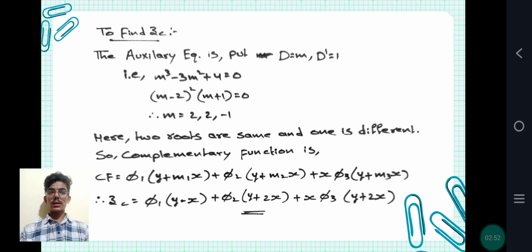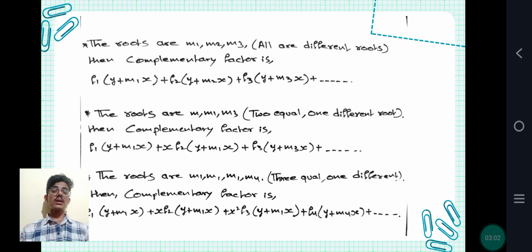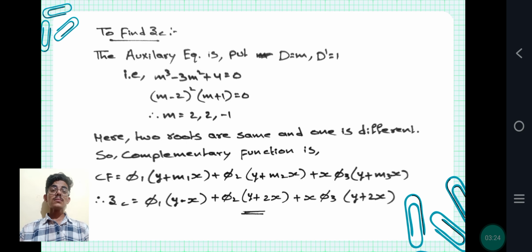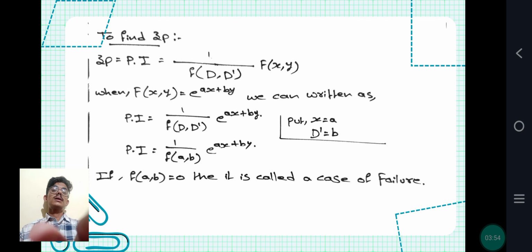In our problem, the auxiliary roots are 2, 2, −1. Here two roots are the same but one is different. According to this condition, the complementary function is f1(y + m1x) + x f2(y + m1x) + f3(y + m3x). Here we apply this condition. f1, f2, f3 are φ1, φ2, φ3. We substitute the values and get zc = φ1(y − x) + φ2(y + 2x) + x φ3(y + 2x). This is the zc value.